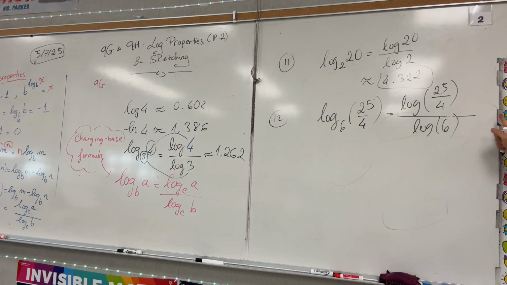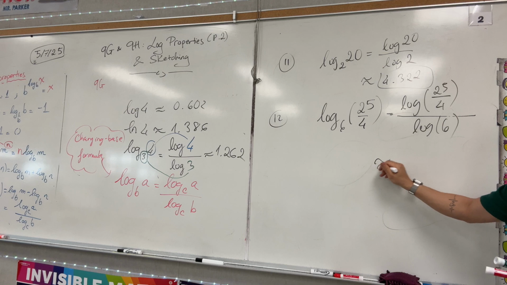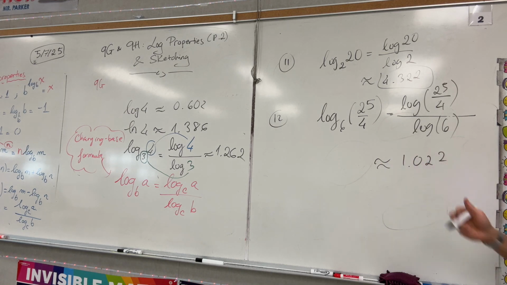Now those who haven't got it correctly, can you try it again? The correct answer is going to be 1.022. If you got that one, it's going to be right. You got it now? Good.